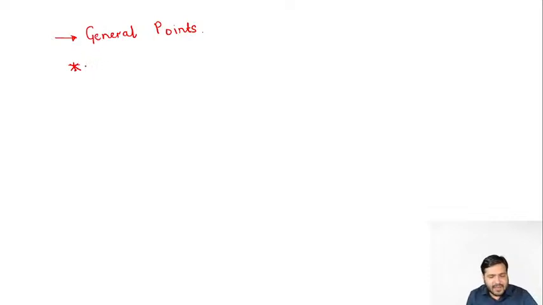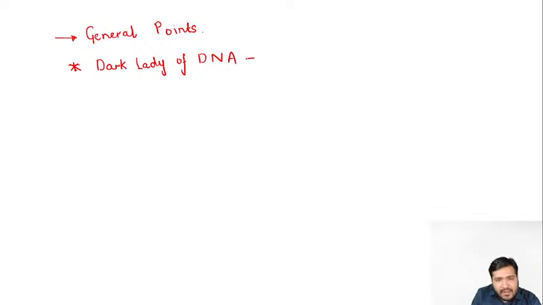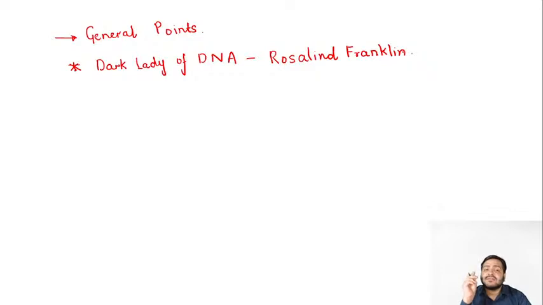So let's just start with the discovery of the DNA. Guys, remember, there is a lady that is called the dark lady of the DNA. That dark lady of DNA is Rosalind Franklin. Now guys, why is she called the dark lady of the DNA? Remember that she is the one who is actually behind the discovery of the DNA. She was the one who actually first recognized the DNA, and ultimately she couldn't publish it. That's why she's called the dark lady of the DNA.